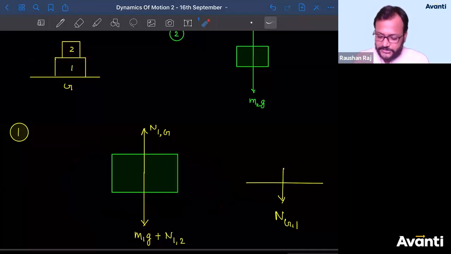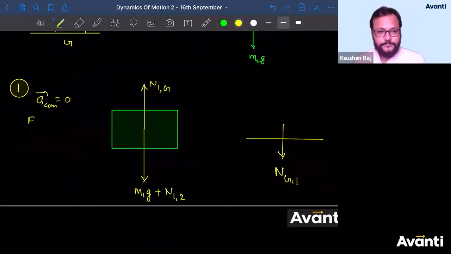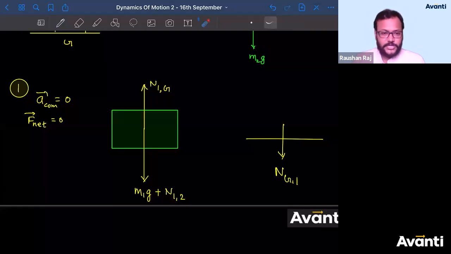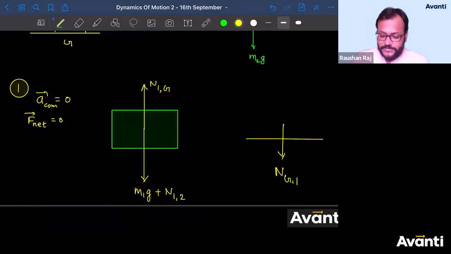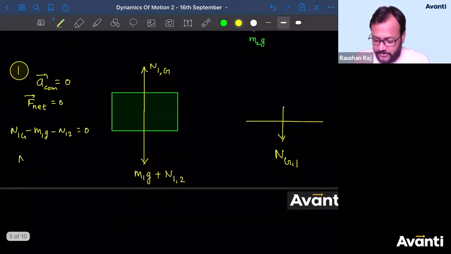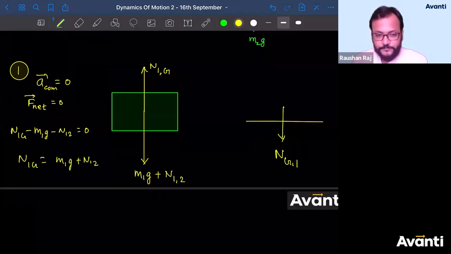So can I say the acceleration of the center of mass of block 1 is 0? That means the net force on the block is 0. Net force on block 1 is 0. What are the forces acting on this block? So there are 3 forces acting on block 1. One of them is in the upward direction, 2 of them are acting in the downward direction. So if I take upward as positive, I can write N1G minus M1G minus N12 is equal to 0. And when you get the value of N1G, you can write M1G plus N12.